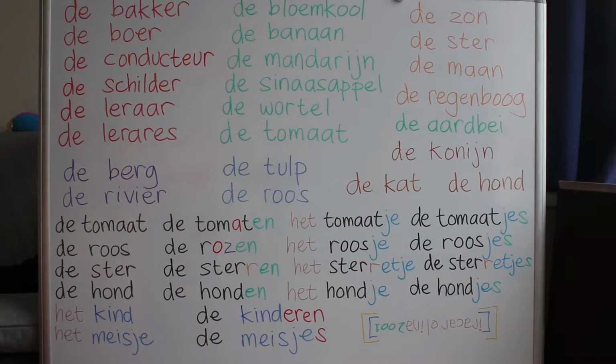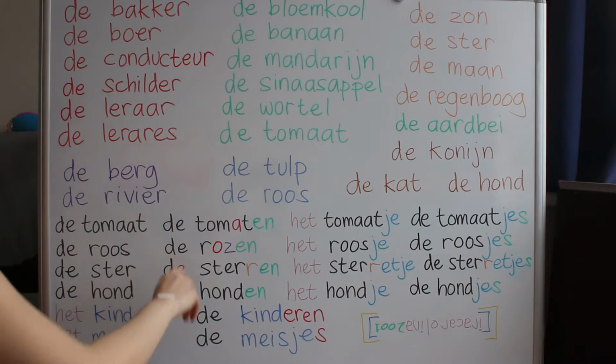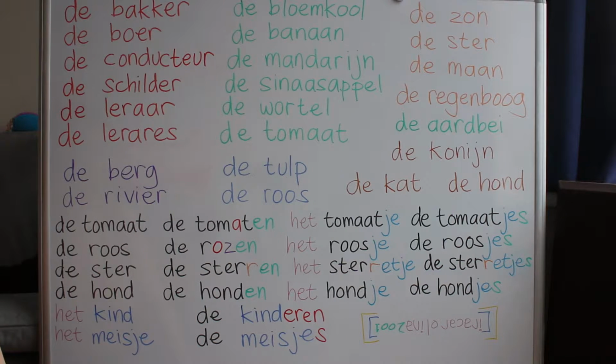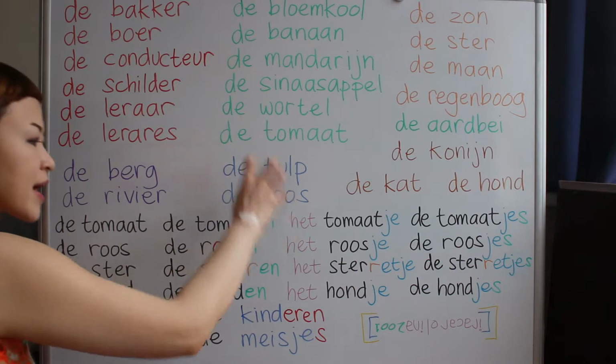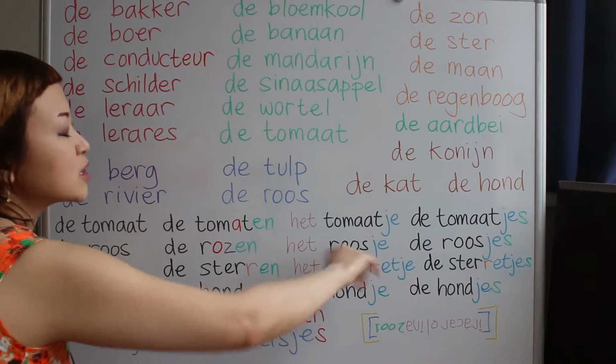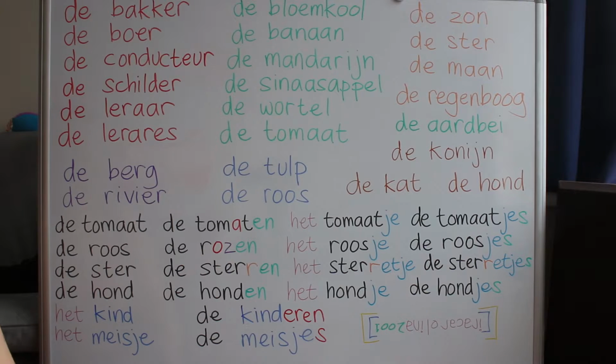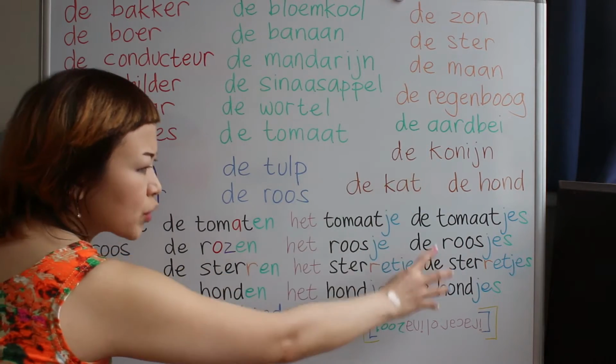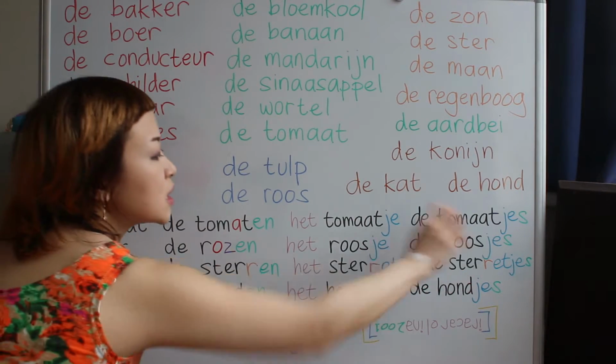This is rose. De roos, more than one, de rozen, always with "de". One small rose, rose flower, roosje. If small, always use "het". If one small, "het". Het roosje. If the small roses are more than one, plural, always use "de". De roosjes.